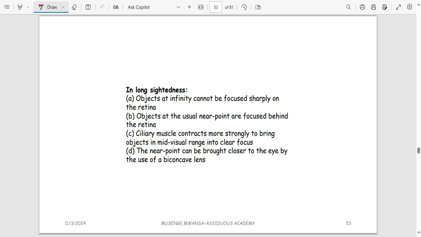B. Objects at the usual near point are focused behind the retina. Okay. Yes, doc. Okay. So objects at the usual near point are focused behind the retina.